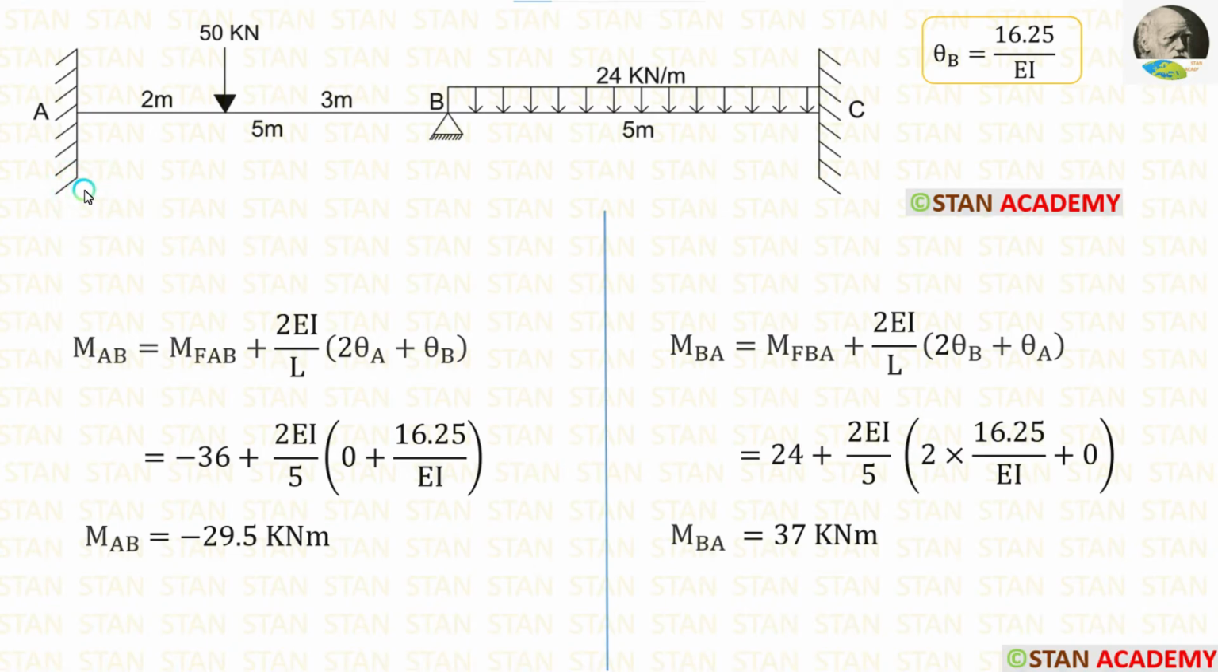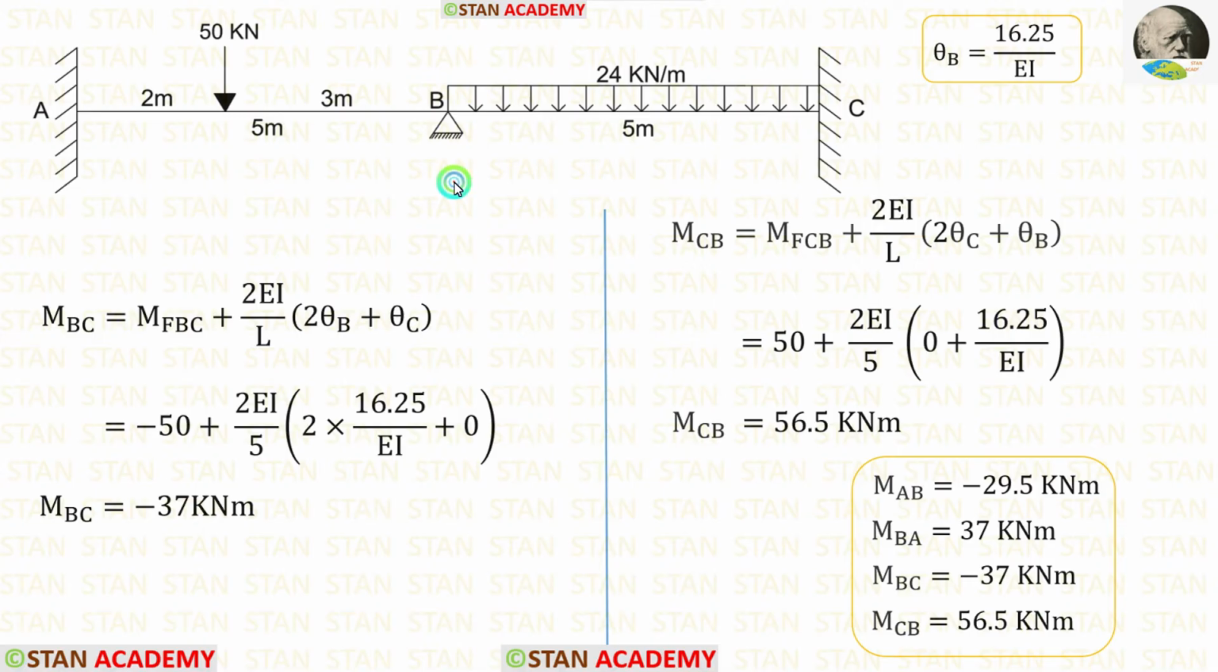First, let us make the slope deflection equations in the span AB. We have already calculated the fixed end moments in the beginning. Let us apply them in both of the equations. In the point A, we are having fixed support. In the fixed support, there will be no slope. So let us cut theta A and make it as 0 in both of the equations. The length of AB is 5 meter. Let us apply in both of the equations. After applying the value of theta B in both of the equations, we are getting MAB and MBA.